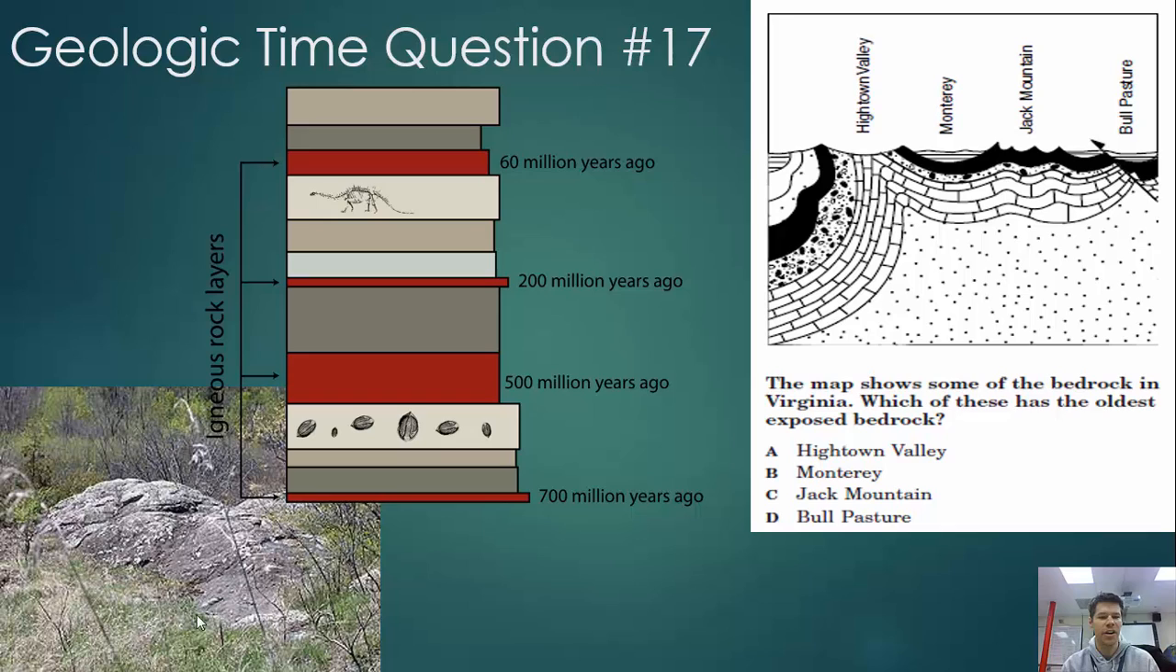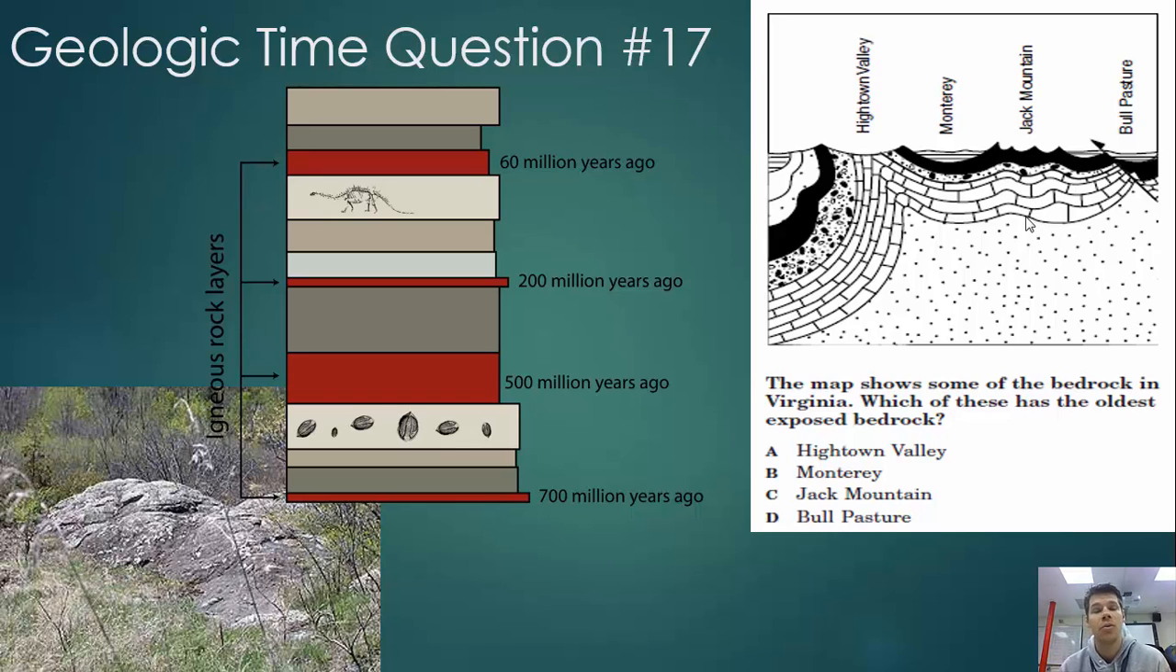And if you look at this little picture over here, you see this random large igneous rock that's kind of protruding out of the earth. This is exposed bedrock. So something that you can see on the surface. So if you can look here at the map, we see lots of different rocks on the surface.